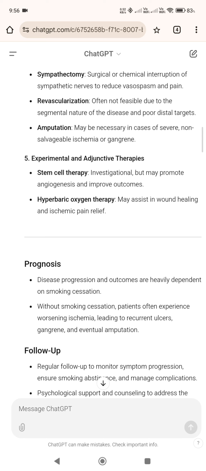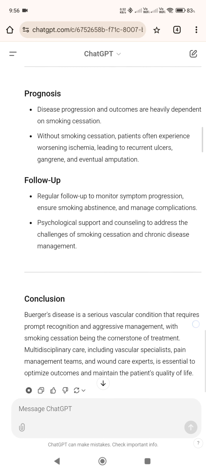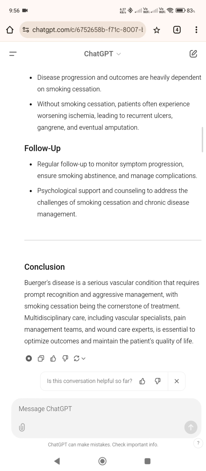Follow-up. Regular follow-up to monitor symptom progression, ensure smoking abstinence, and manage complications. Psychological support and counseling to address the challenges of smoking cessation and chronic disease management.